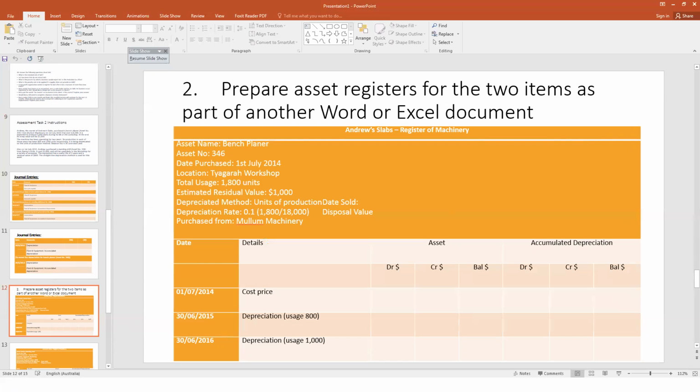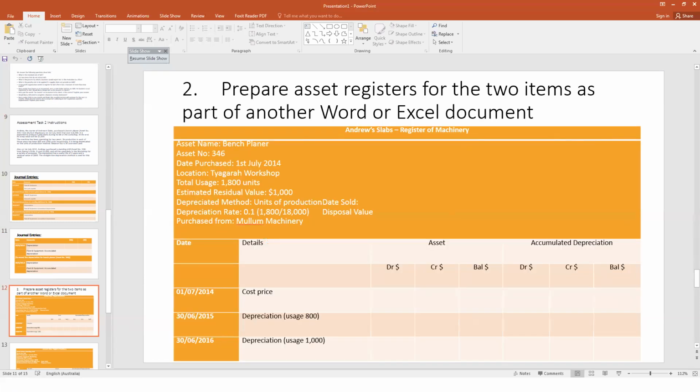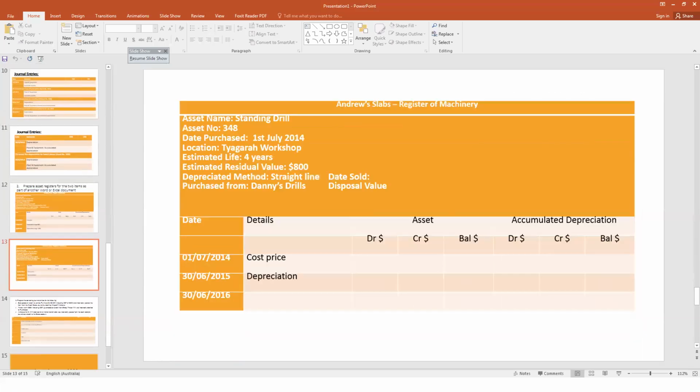You just need to bring the amounts from here to here. That's it. And then you need to figure out the balance. Very easy. Some assessment 2 and this math, this register of machinery for asset number 346 and asset number 348 is exactly the same method. It's nothing different. It's very easy.